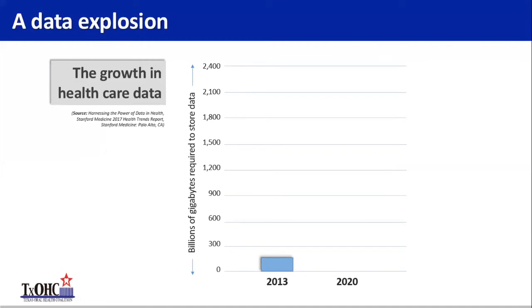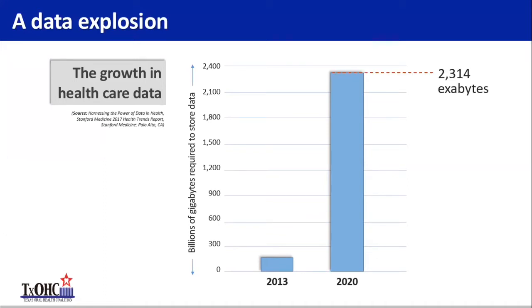This is the billions of gigabytes that were required to store data in the year 2013. Look at where it has jumped in just the space of 7 years. What this represents is 2,314 exabytes. I'm not sure if you've heard that term. Until I read this article, I wasn't familiar with exabytes as well. Well, an exabyte is 1 billion gigabytes. So this is an awful lot of data.